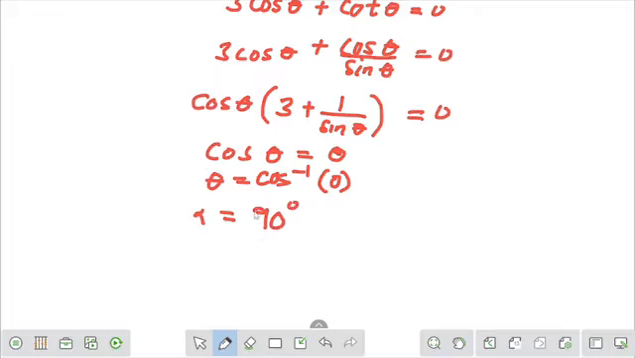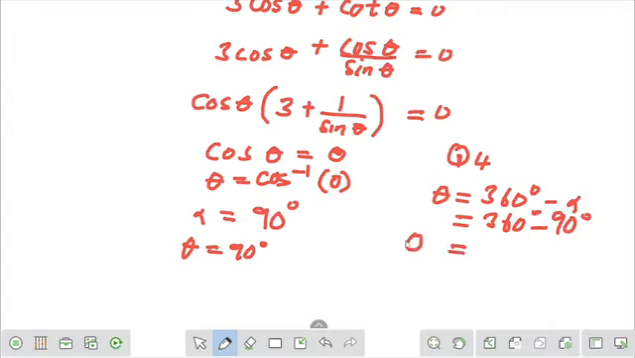Then we need to identify in which other quadrant cos is positive. It's in the fourth quadrant. In the fourth quadrant, we have this formula: theta is equal to 360 degrees minus alpha. Alpha is the 90 degrees that we found here. So theta is equal to 360 minus 90, which gives us 270 degrees. So this is the other value for theta.